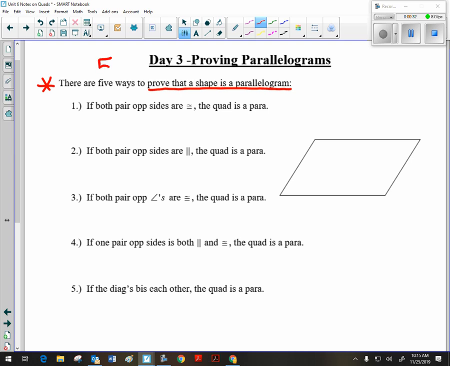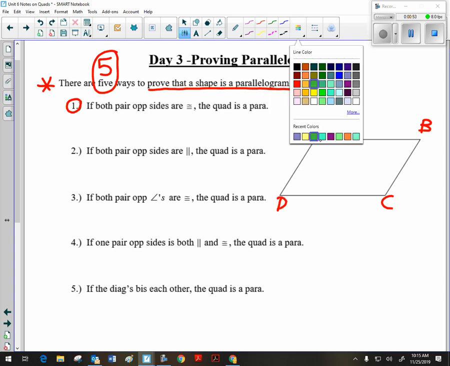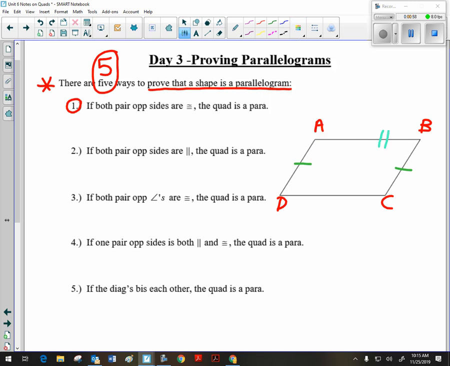And I want you to notice that it says that there are 5 ways to prove the parallelogram. And a lot of these are going to look familiar. For instance, in question number 1, it says if both pairs of opposite sides are congruent. Well, that should make sense because we know that yesterday, if it was a parallelogram, both pairs of opposite sides were congruent. So today it's the reverse, and they're saying if you can make them congruent, both pairs of opposite sides, then your shape will be a parallelogram.